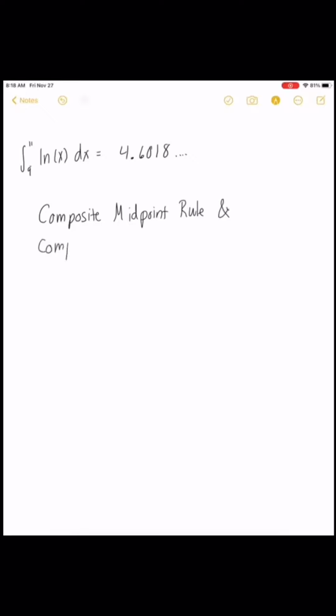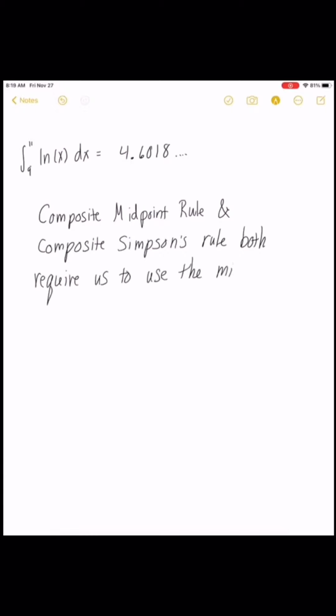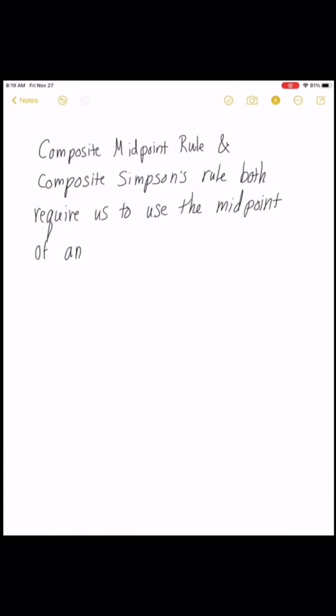Composite Simpson's rule. These both require the use of the midpoint of the interval. So because we must use a midpoint of the interval, we have to divide into an even number of subintervals, and then we can pair two intervals together.